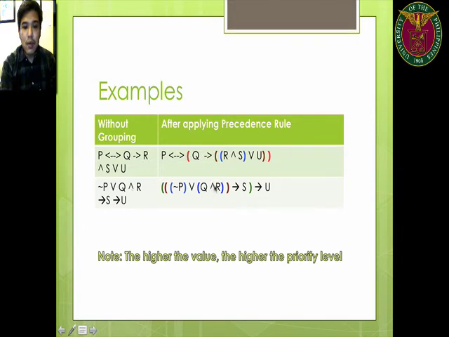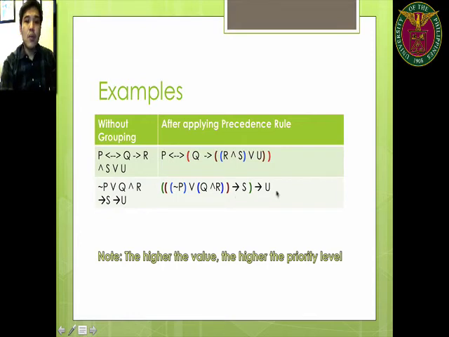Here we found an "and," so we will put a pair of parentheses around Q and R, and then we will try to find an "or," and we found it here. So it's not P or Q and R. And then we will try to find an implication. We found two implications, so what will we do? We will go from left to right. So the priority will be this first implication here, and then this one. So we will apply the first grouping, this green set of parentheses. So it will be not P or Q and R implies S, and then implies U.